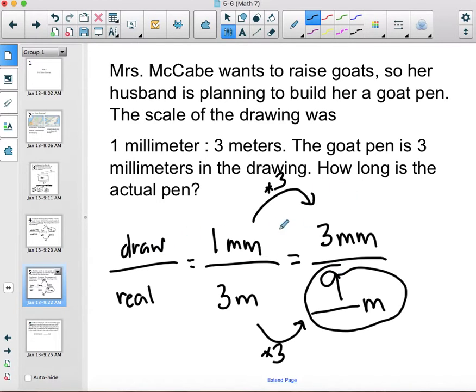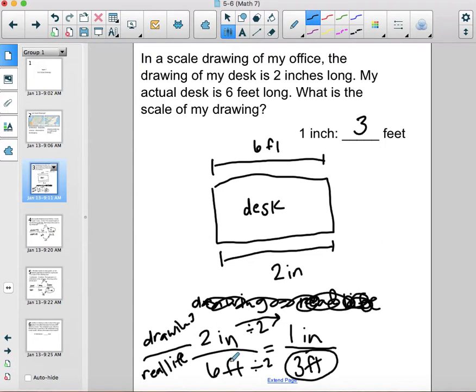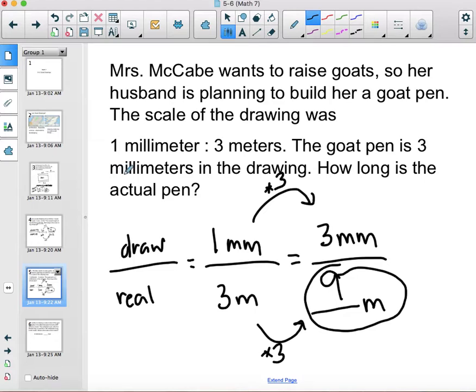Another thing to notice, you line up your units. So millimeters should always be on the top, meters on the bottom. Same here. Inches and feet, make them on the same level.